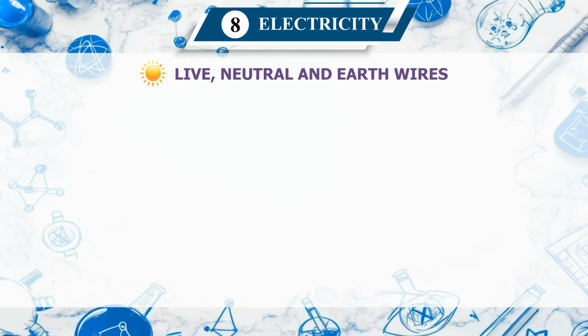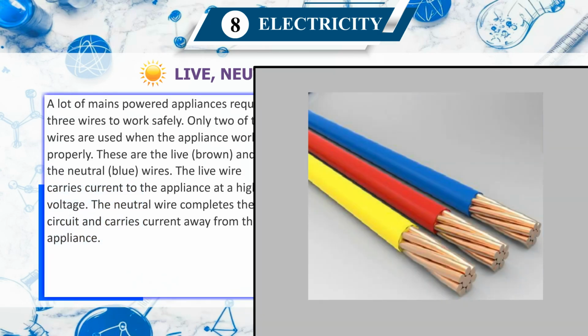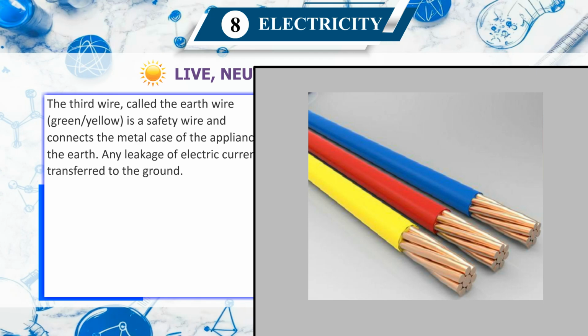Live, neutral and earth wires. A lot of mains powered appliances require 3 wires. To work safely, only 2 of the wires are used when the appliance works properly. These are the live, brown, and the neutral, blue wires. The live wire carries current to the appliance at a high voltage, and the neutral wire completes the circuit and carries current away from the appliance. The third wire, called the earth wire, green and yellow, is a safety wire and connects the metal case of the appliance to the earth. Any leakage of electric current is transferred to the ground.